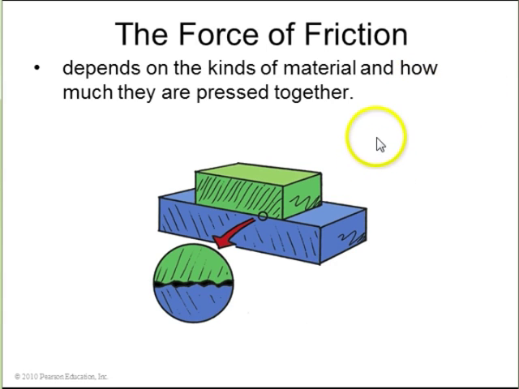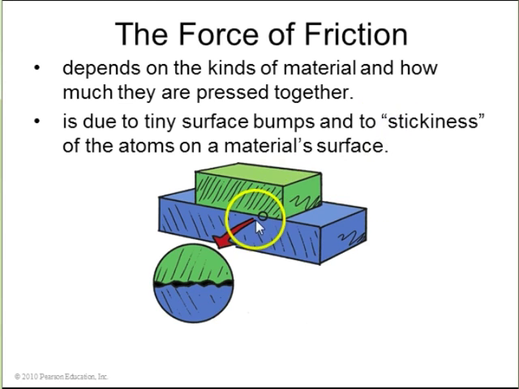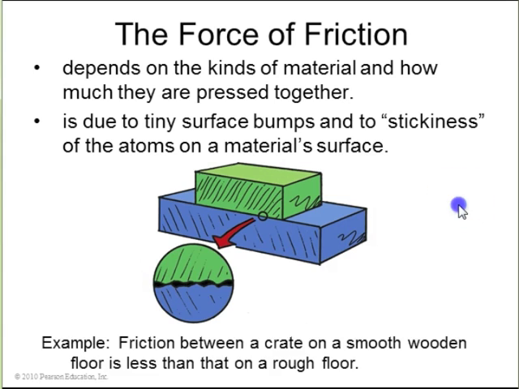Friction. Friction depends on the kinds of materials and how much they are pressed together. The cause of friction is that every surface, no matter how smooth it looks, has little bumps on it, and these bumps cause stickiness. So an example here is the friction between a crate on a smooth wooden floor is less than on a rough floor because there's fewer bumps on the smooth floor.